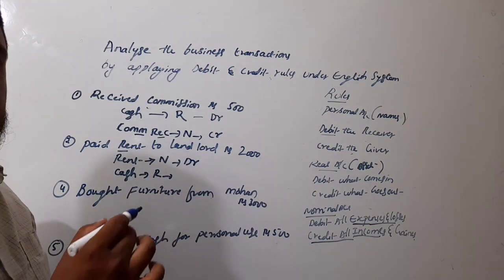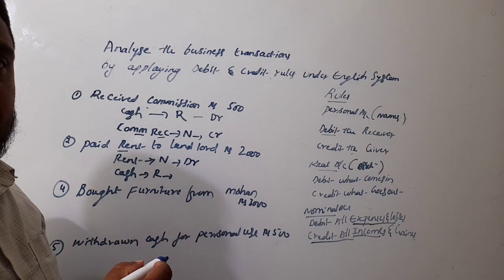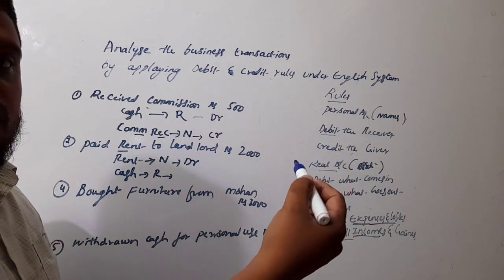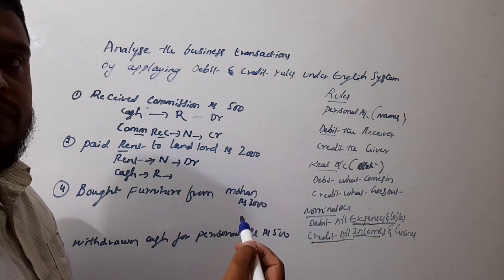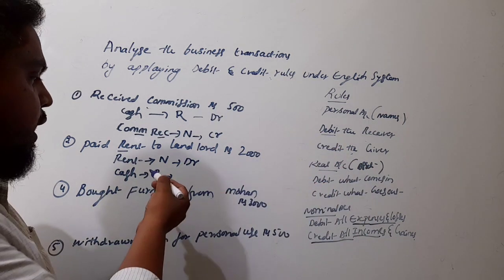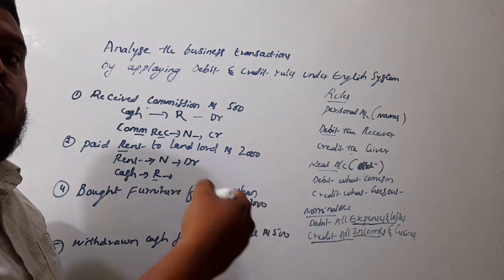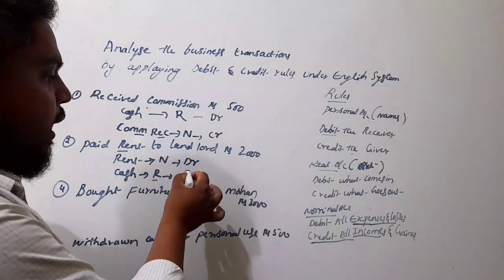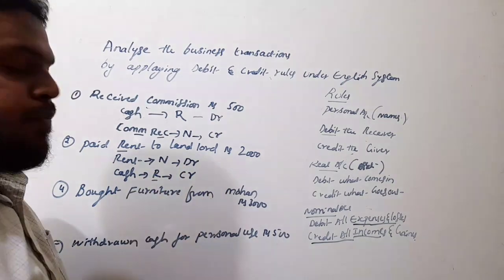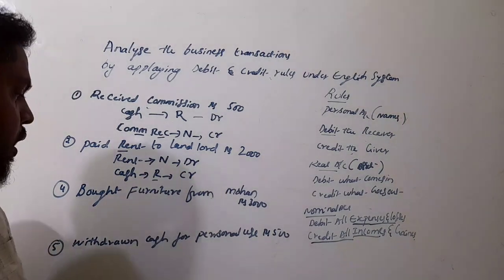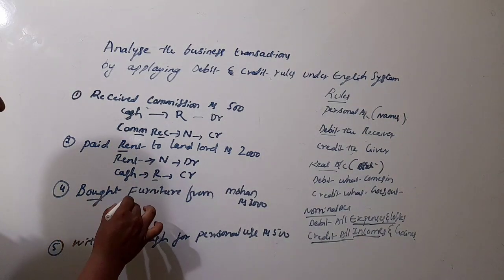Next, cash is a real account. Paid cash for what? To the owner for rent. Credit what goes out. So cash is going out. This is credit side.